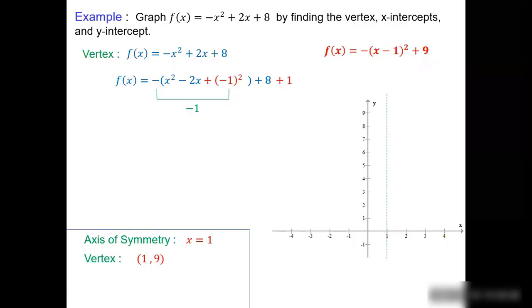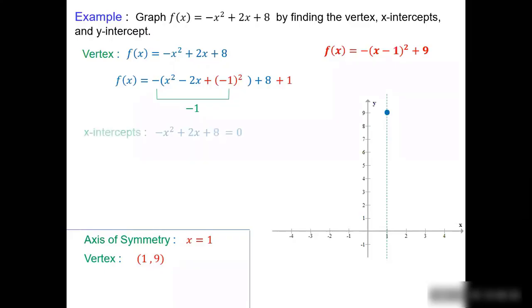This is my preferred method because it actually also gives us a transformation form. So we now know that we can plot the vertex and we can plot the axis of symmetry. We also know, because a is negative, that it's going to open downwards. But we want to find now a couple more important pieces of information, namely the x-intercepts and y-intercept.